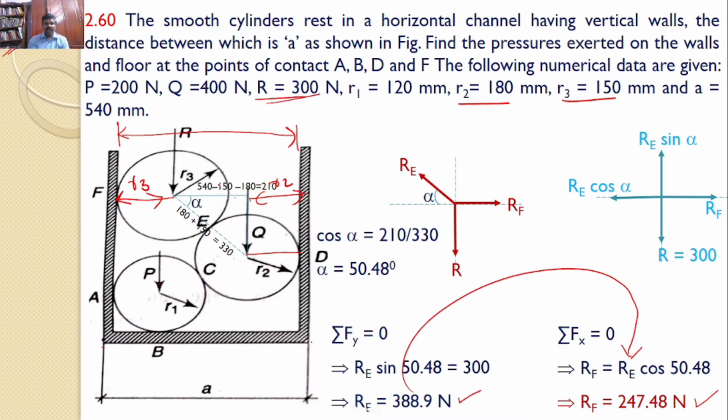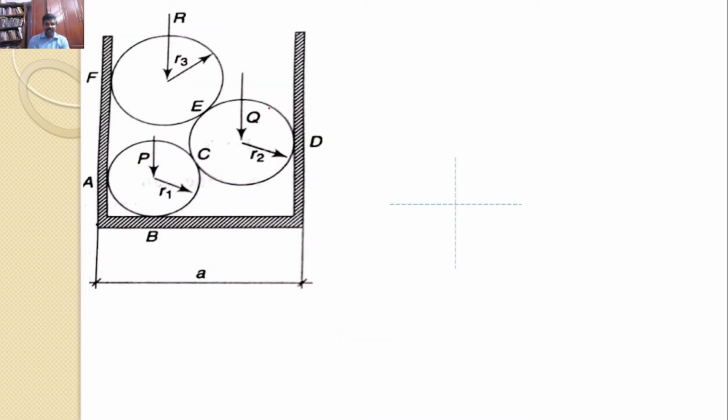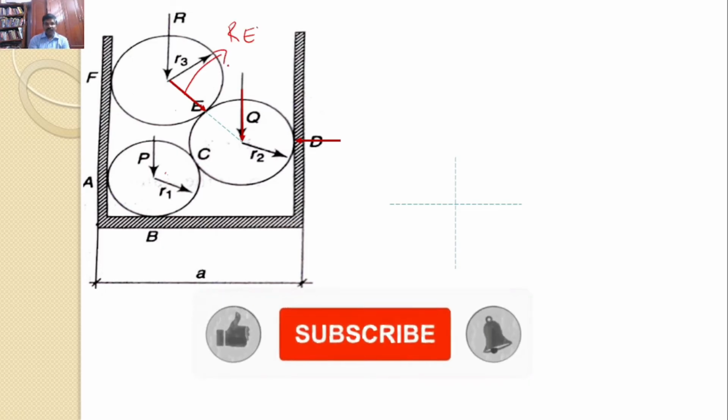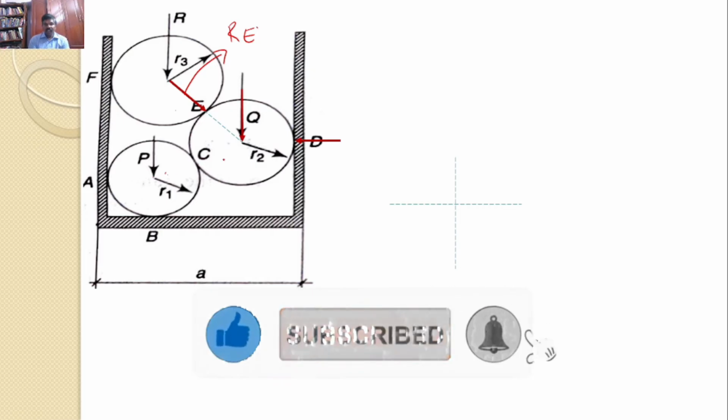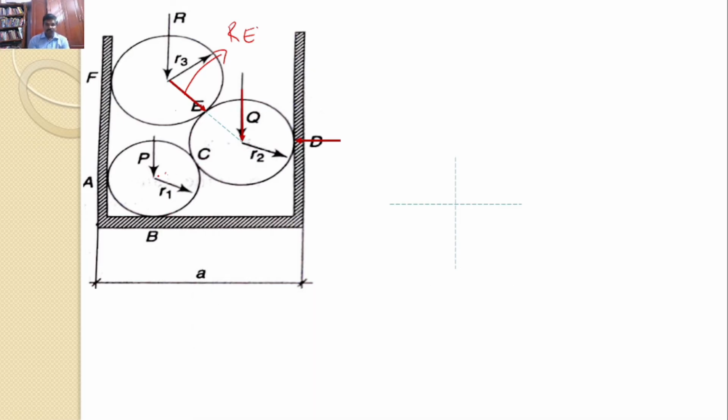Now let us take another cylinder. Let us take the cylinder Q now. What are the various forces acting on the cylinder? That is Q, the self weight, and the reaction at D. Now, this Q cylinder is in contact with two other cylinders, so there are two reaction forces. One reaction force is RE, which acts along this line, and this is exactly RE. We already calculated RE from the previous free body diagram. Now there is another reaction force by this roller onto this roller.